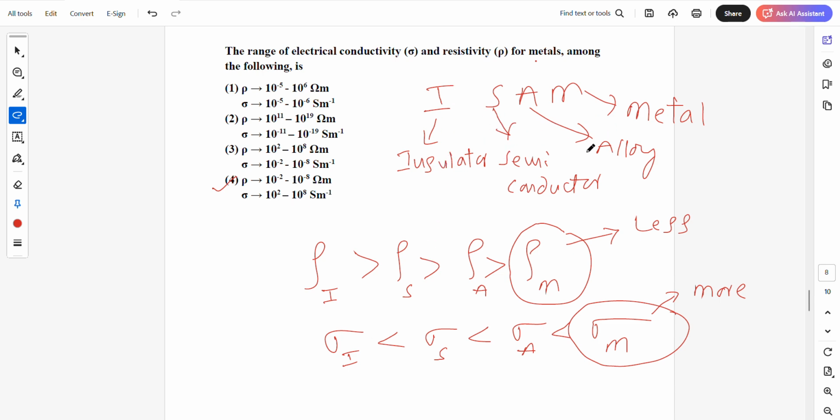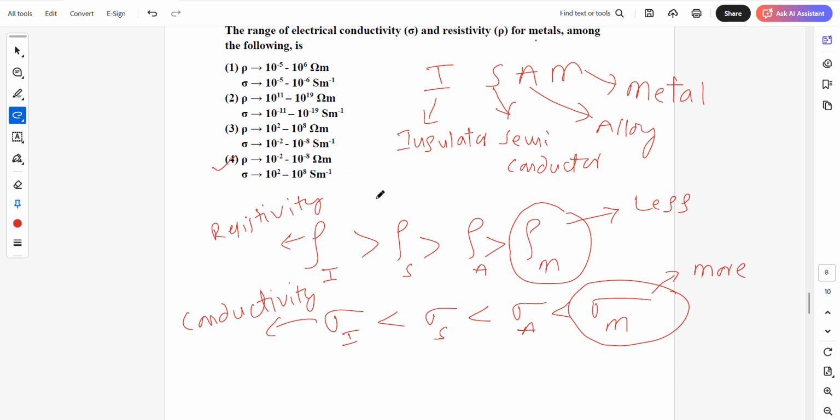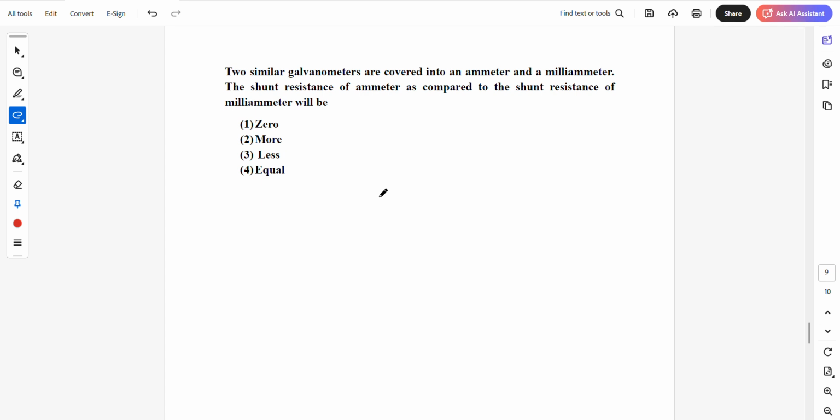Insulator, semiconductor, alloy, metal. First write resistivity, then write conductivity. Conductivity, write down greater than first and then less than. So this is the right answer. For metals, resistivity is less and conductivity is more. Ohm meter, and this is Siemens per meter. The unit is given. Next problem.